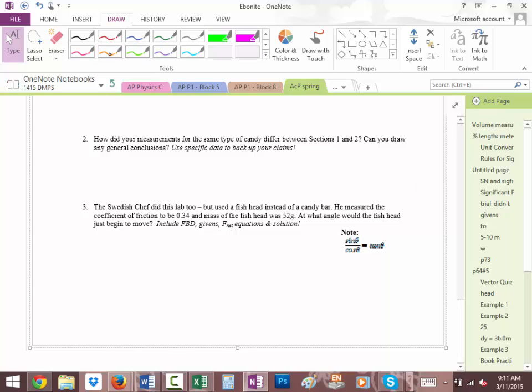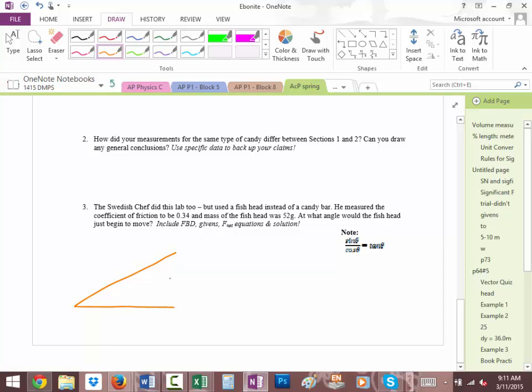So it's the same kind of problem as all of these other problems. There's an inclined plane, but this time he has a fish head. It's the same deal, so you've got all the same forces and all of that. We know the mass, and we know what mu is, but we want to find theta, right?